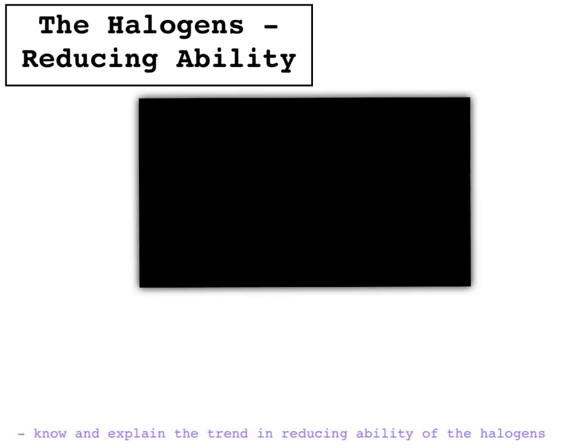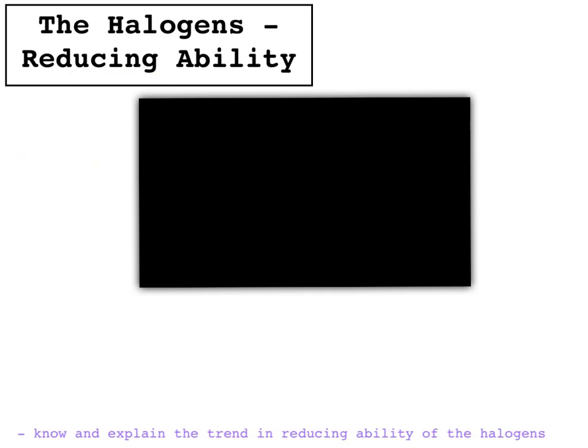So in order to know and therefore explain the trend in the reducing ability of halogens, we've got to look at what products are made when we react the halide ions with concentrated sulfuric acid. And what the reducing ability means is basically how well the halide ions reduce the sulfur in the sulfuric acid. So if we can look at the oxidation states of the products made, we can see how well the sulfur is reduced by how much the oxidation state was reduced, basically.